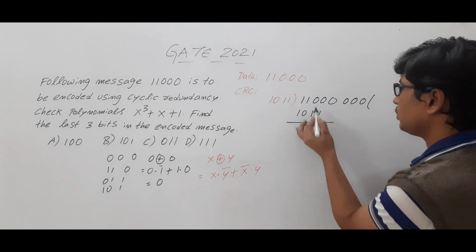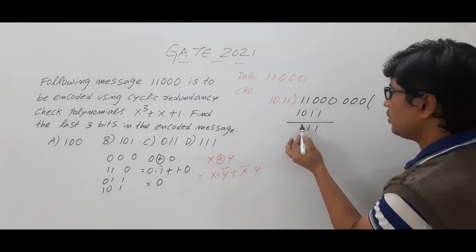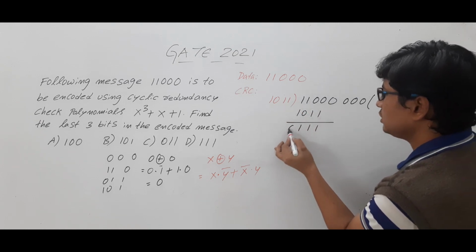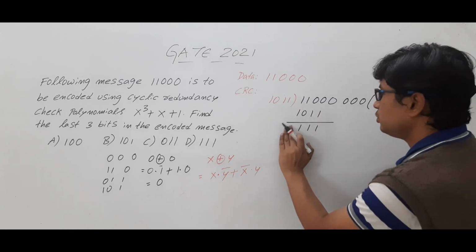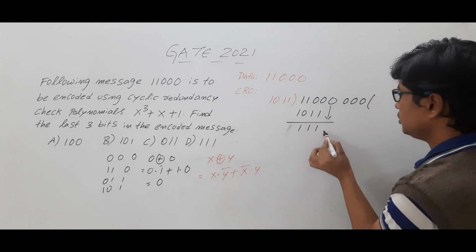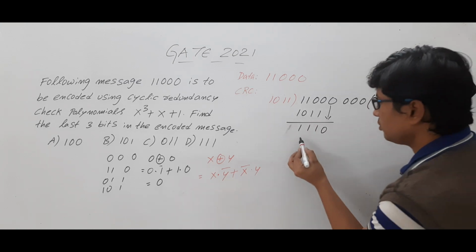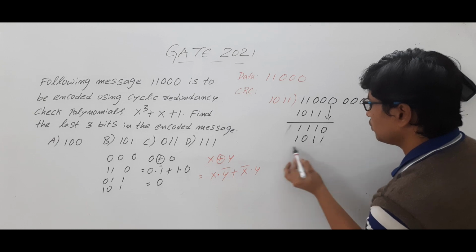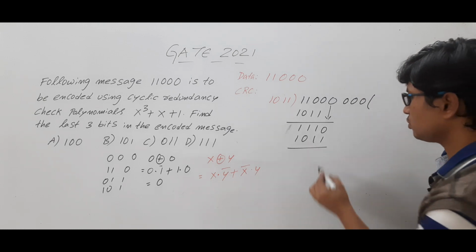0, 1, you will get 1. 0, 1, you will get 1. 1, 0, you will get 1. 1, 1, you will get 0. So you remove this one and keep this 0 here. Again, you perform the division with 1, 0, 1, 1. Again, you perform the exclusive OR.